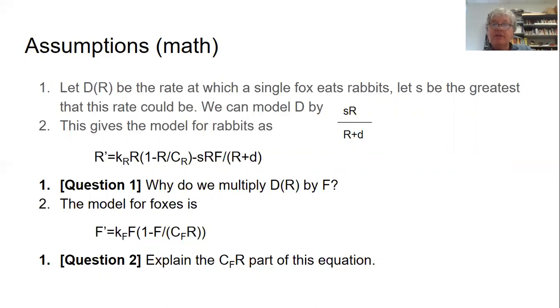And the model for foxes is the logistic model, K_F times 1 minus F divided by C_R. Hang on, what's the C_R? And so that's your second question. Explain why we have C sub F times R in the denominator as the carrying capacity. You notice that for the parameters K and C, the growth rate and the carrying capacity, I'm using subscripts, sub R for rabbits and sub F for foxes.